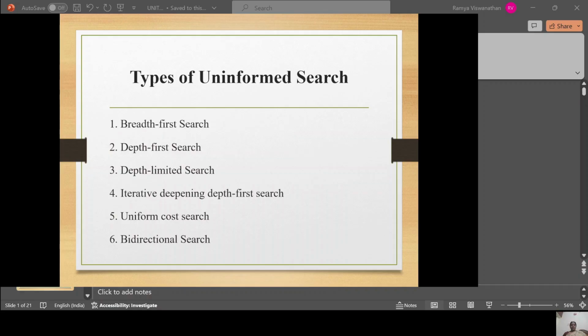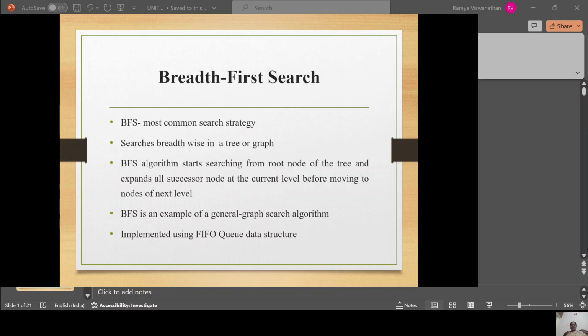For types of uninformed search, there are six classifications. Initially, breadth first search, second is depth first search, third is depth limited search, fourth is iterative deepening DFS, fifth is uniform cost search, sixth is bidirectional search.